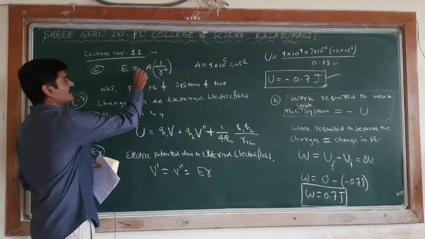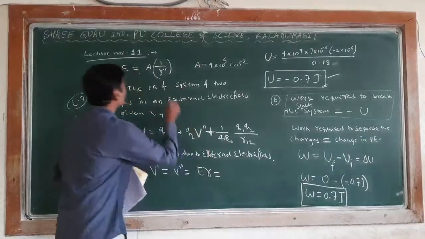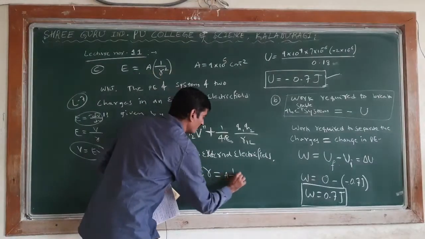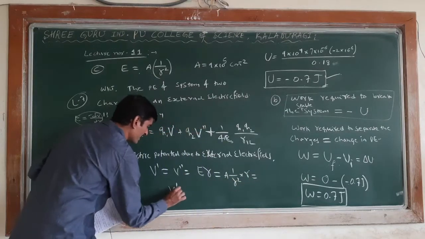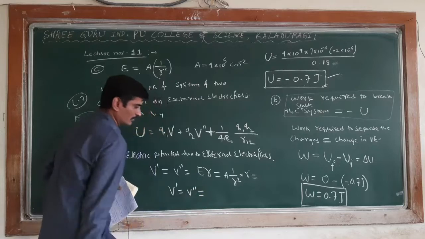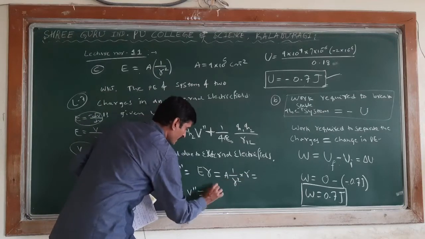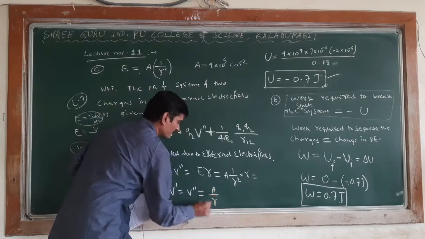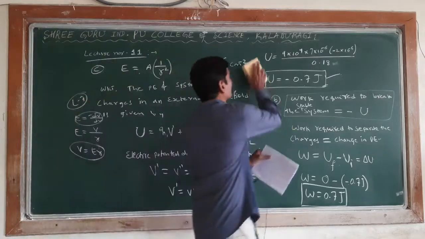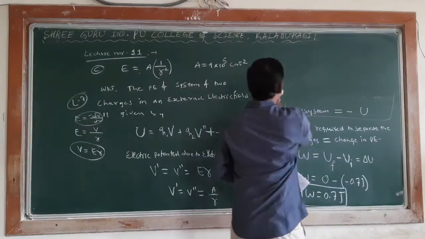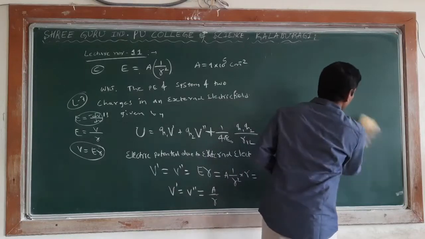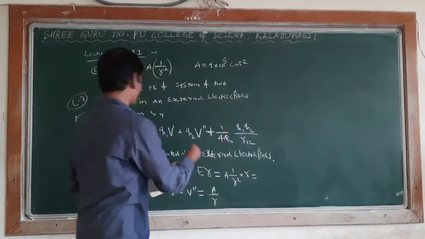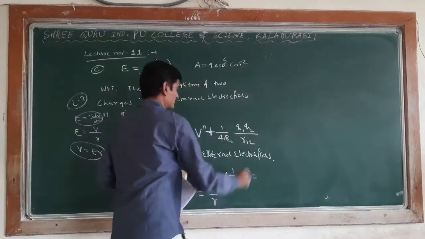So V dash or V double dash is equal to E into R. E is nothing but the external electric field, and the external electric field is given as A into 1 by R square into R. So therefore V dash or V double dash will be equal to A divided by R. So now substitute these values in the above equation.